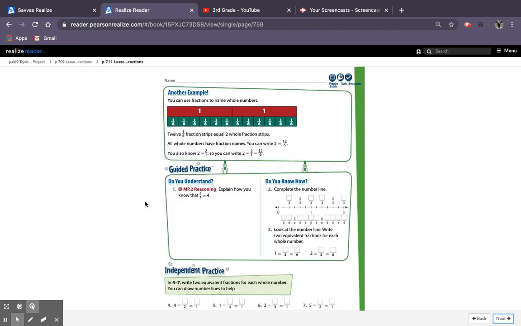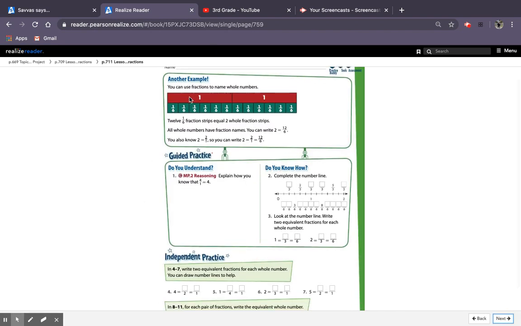Okay, and then our last page that we're looking at, they give us another example on top, and they're just saying that another way to write 2 is 12/6, because they have their 2 wholes up here, 1 and then 2, and they line up with the 6th fraction strip. So you can also use paper fraction strips or digital fraction strips to find equivalent fractions to see which ones match up with one another, even when you're doing it for whole numbers.